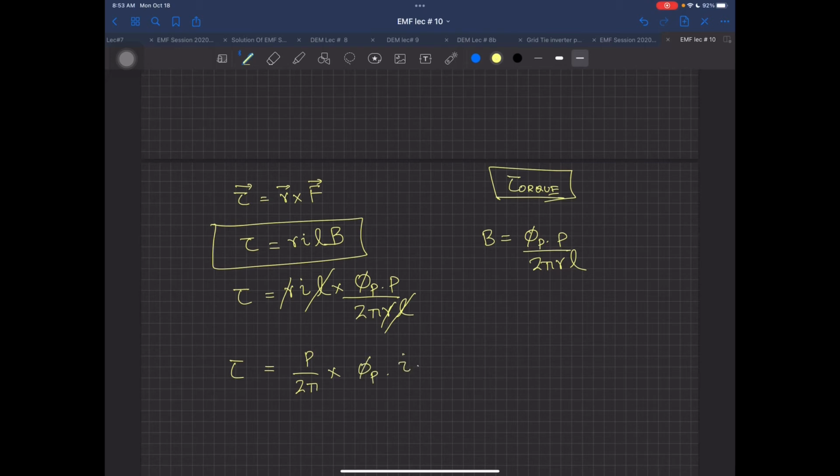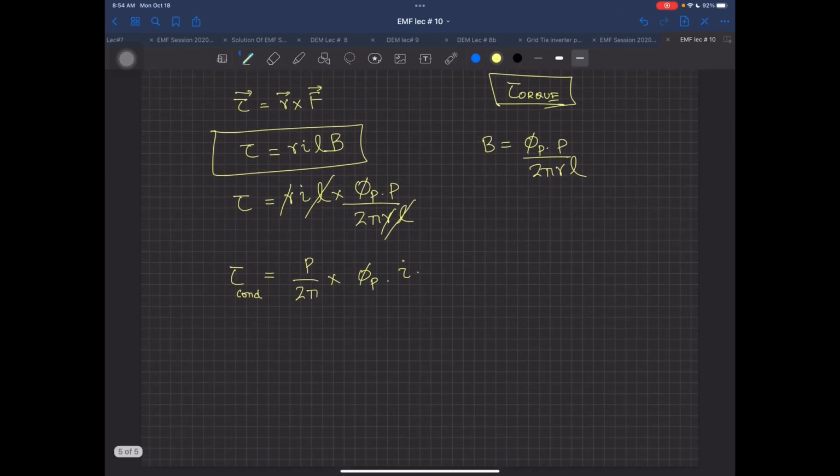Now this torque which I am talking about is the conductor torque, not the loop one. Because for the loop, I had R cross F, and F was equal to 2 I L B. This is only for one conductor. So if I am trying to find the total torque, it will be equal to the torque of one conductor multiplied by the number of conductors in your machine.